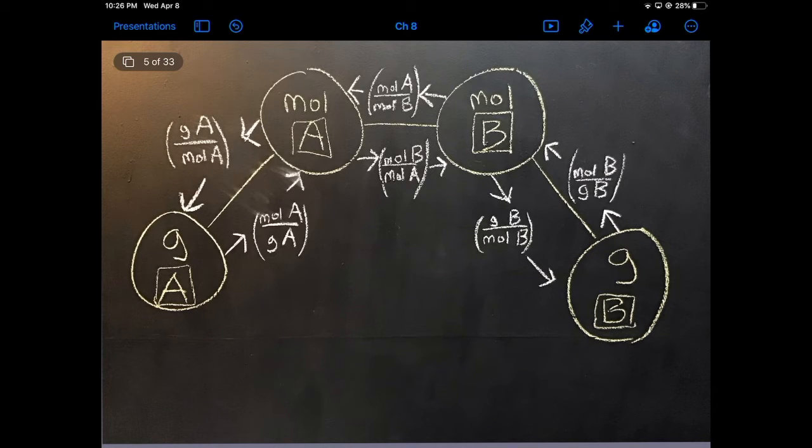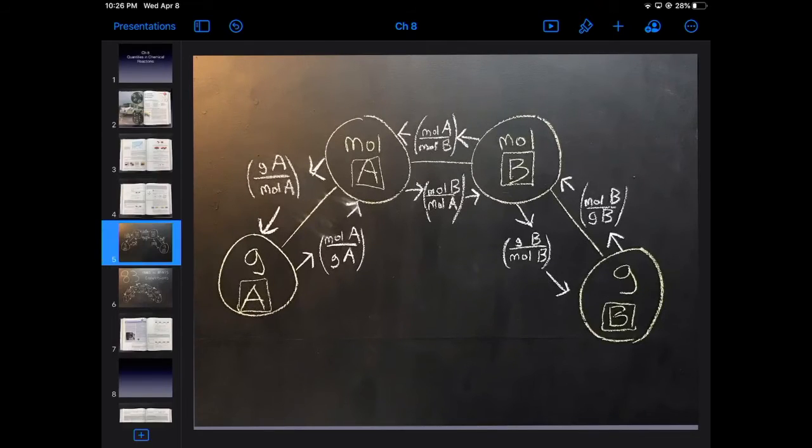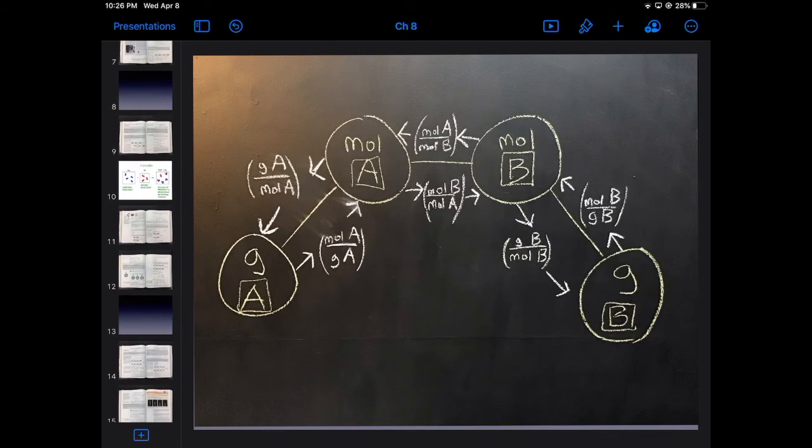But going from A to B, that's special, and you need a chemical equation to do those conversion factors. There's no other way to just make those up. All right, so you have to have a recipe that tells you how much of A is related to how much of B. Okay, and so be happy when you have your chemical equations.